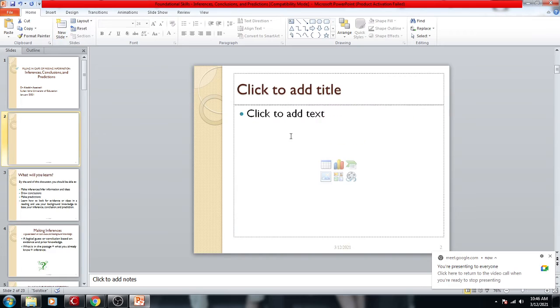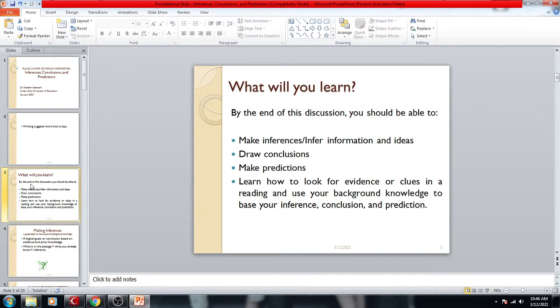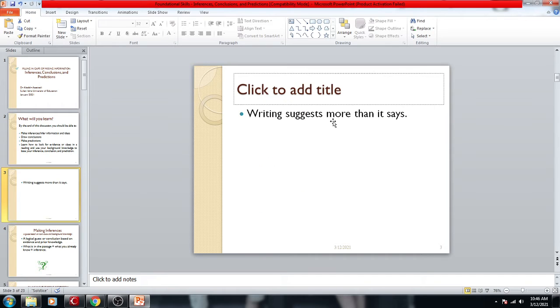Maybe I can add this here in a slide. Writing suggests more than it says. Okay, and so we need some tools to help us recover such suggestions. Writing suggests more than it says. We need some tools to help us recover the implied.